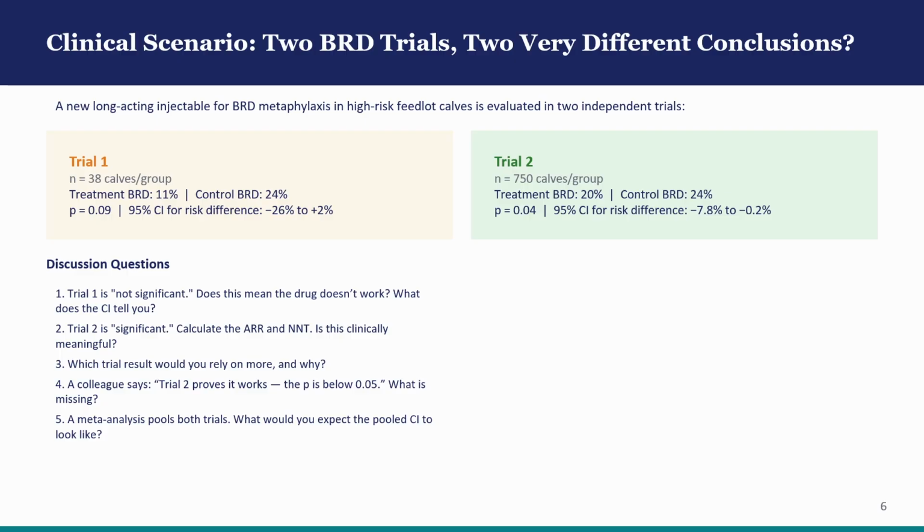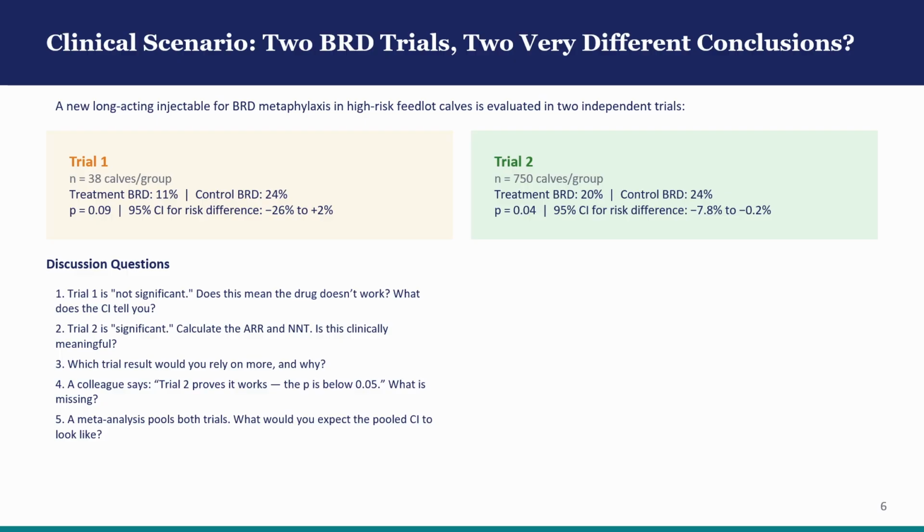Question 1 answer: not significant absolutely does not mean the drug doesn't work. Look at trial 1's confidence interval, -26% to 2%. This is telling us the true risk difference is consistent with anything from a 26% harm to a 2% benefit.